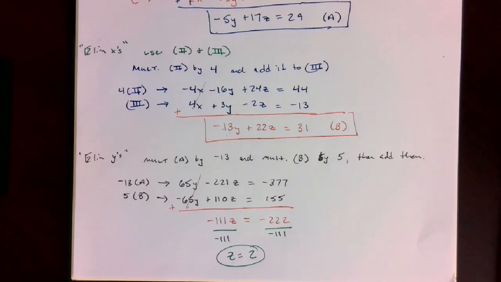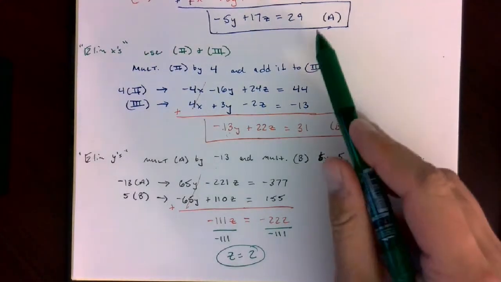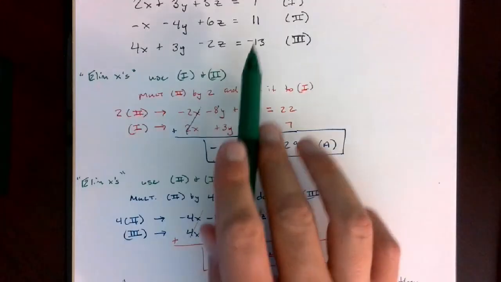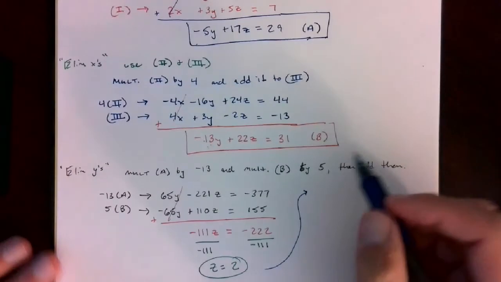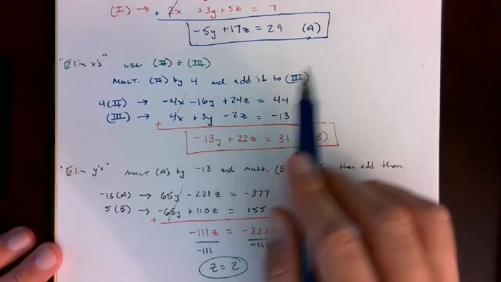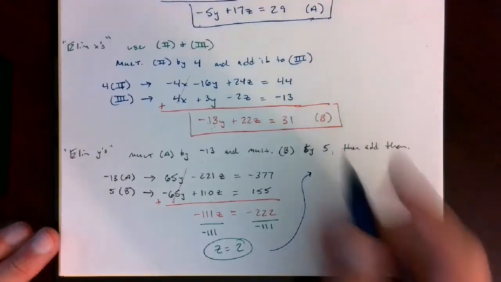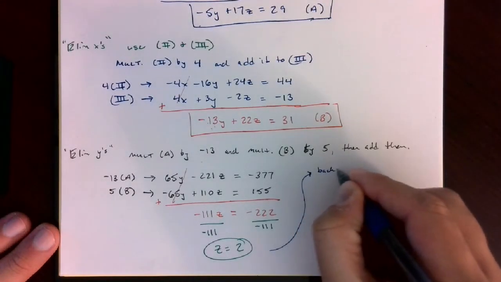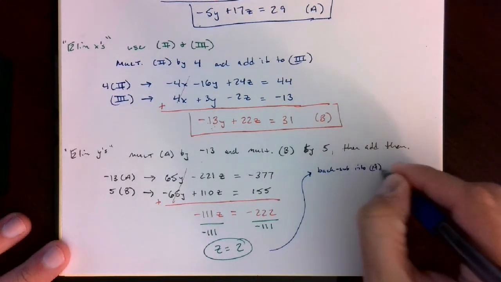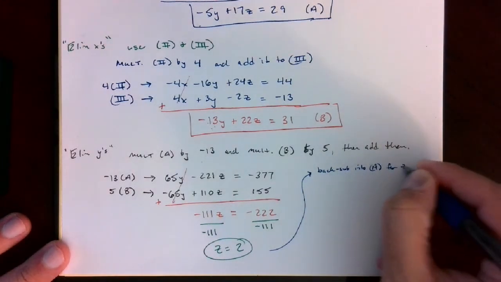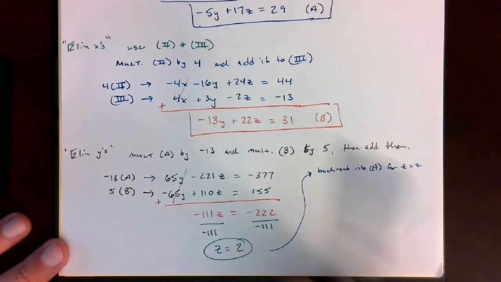Now remember, once you find z, you want to find the other variables by back substituting into either of these, and then all the way back up into either of the originals. So now from here, I'll back sub into either A or B. It doesn't really matter which one you pick. So I'll back sub into A for z equals 2, which means I'm substituting into here.